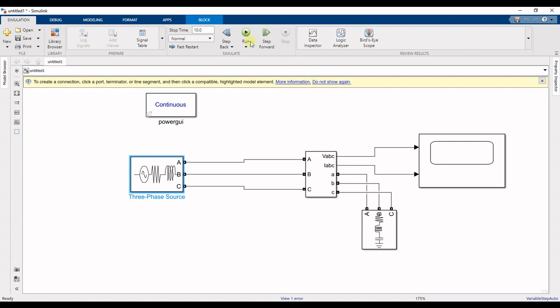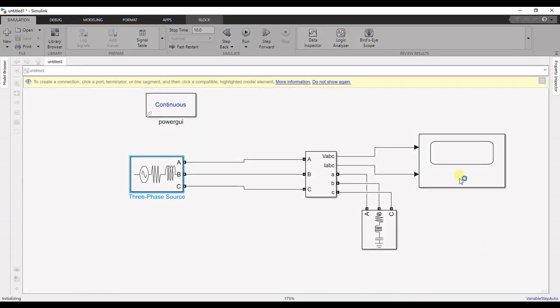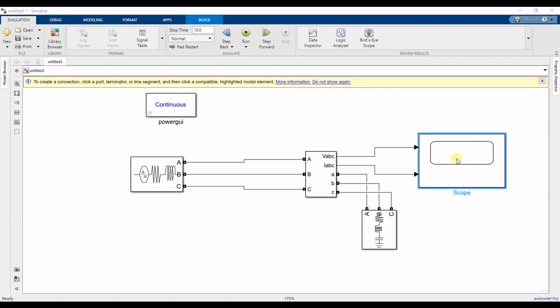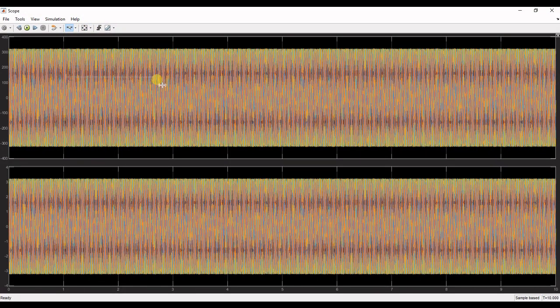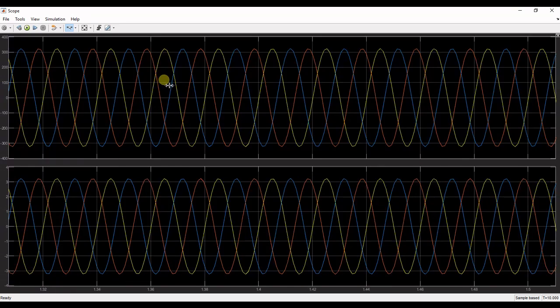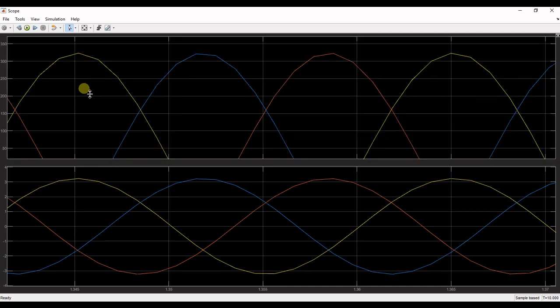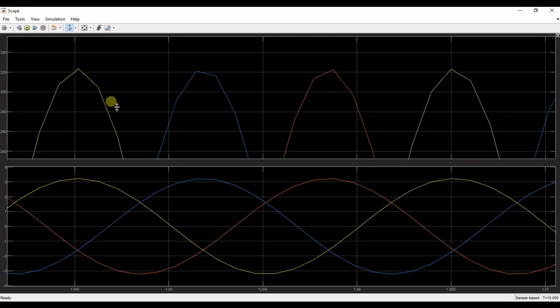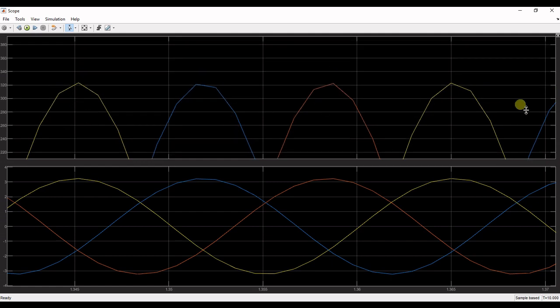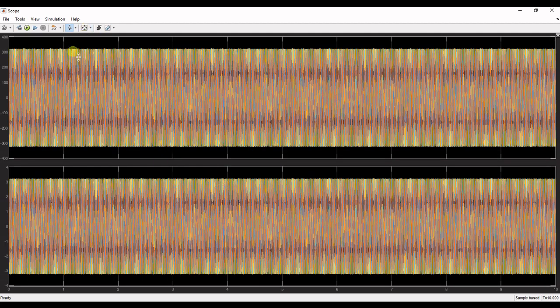Now we run the system again. Now let's see, the graph is now okay. We have a pure sinusoidal three-phase supply, and if you see the peak of this, the peak still has some irregular shapes. The peak to peak of the waveform is coming to 320. So there are some transients in the system.